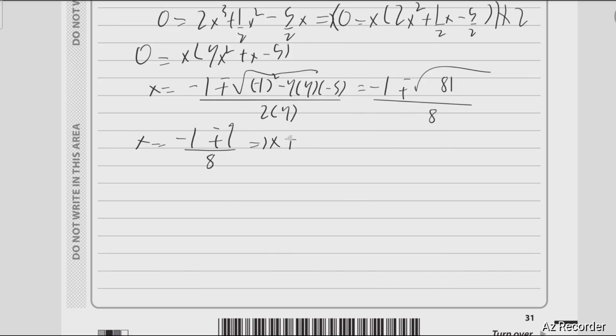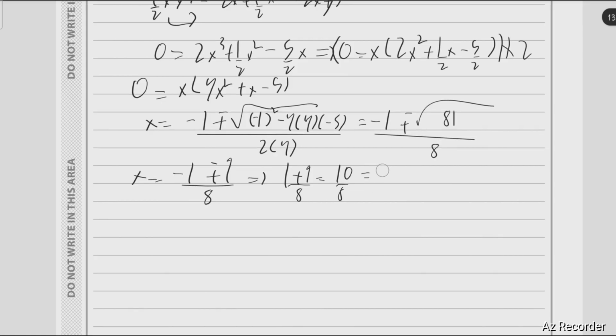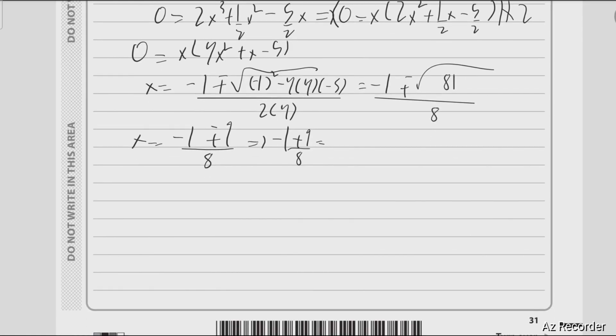Negative 1 plus 9 over 8, that's 8 over 8, which is 1. That's one value for x, and the other value is negative 1 minus 9 over 8, negative 10 over 8, or negative 5 over 4.